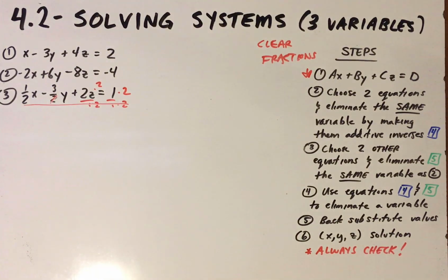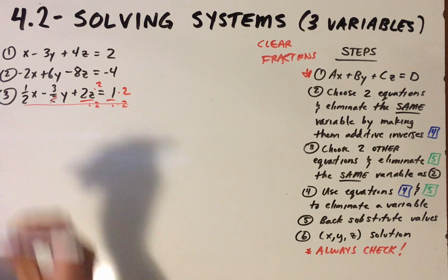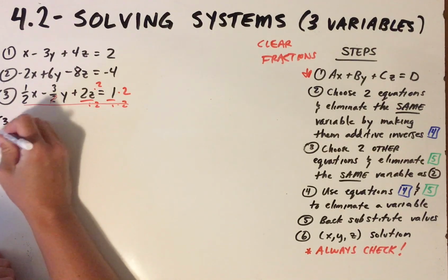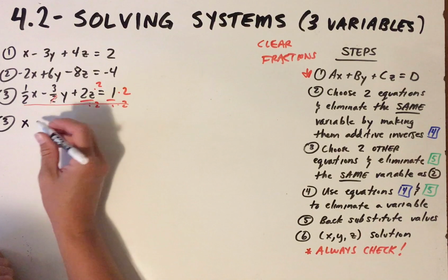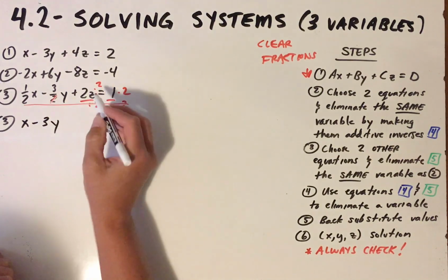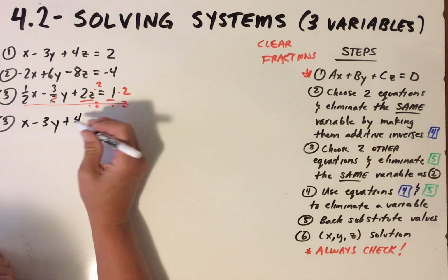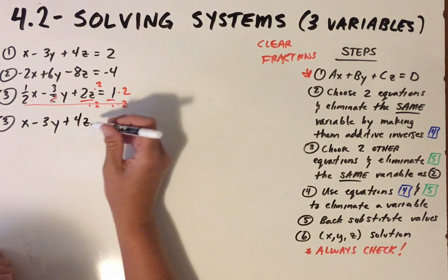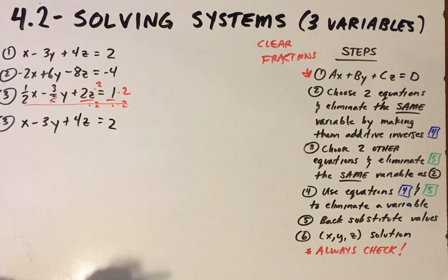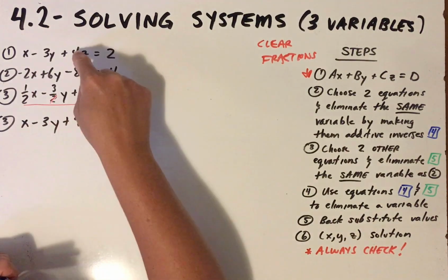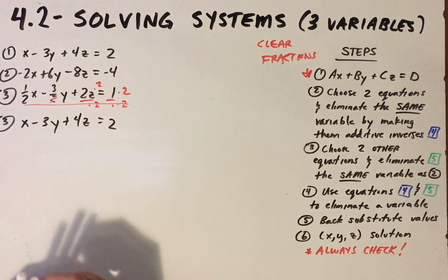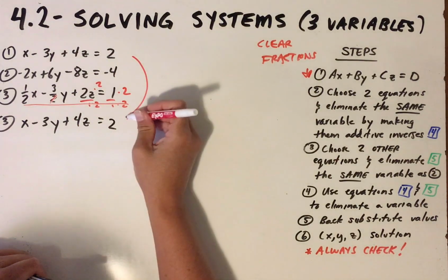Okay, so my equation 3, after I've cleared the fractions, let's rewrite it, is going to be x, because there's just one x, minus 3y, plus 4z, and that's going to be equal to 2. So I want you to notice something, that after we clear these fractions and you start looking, you're like, well, that one has x, that one has a negative 3y, that one has a 4, that one has a 2. You're like, oh my gosh, these are the same.